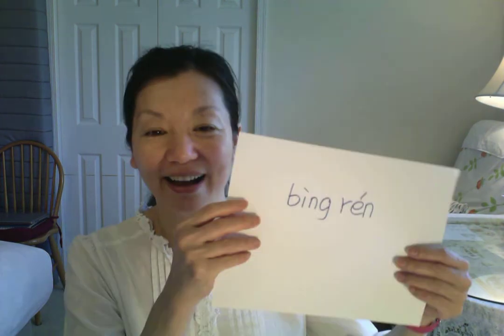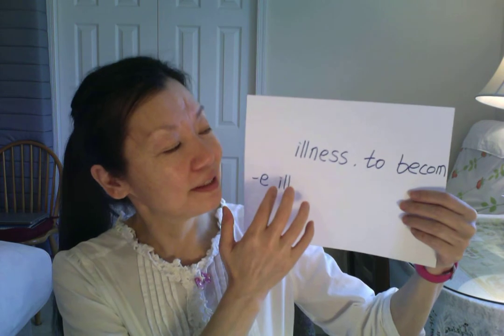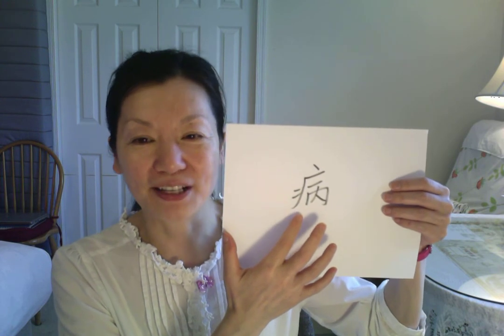Okay? 病人, patient. Okay. Let's see the next one here. Oh, we just saw this one, right? Okay, illness, to become ill. Illness, to become ill, in Chinese is saying what? You tell me here. Yeah, pronounce bing, right. One more time. Bing, that's the bing from 病人的病, patient. Illness. To become ill. Let's check the pinyin here, okay? 病, okay.